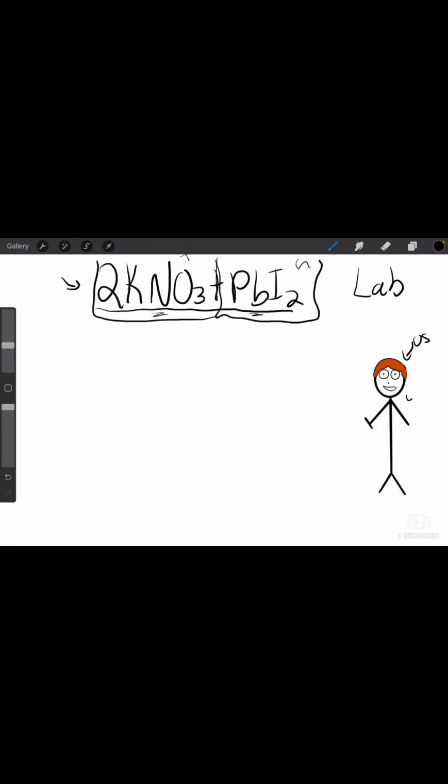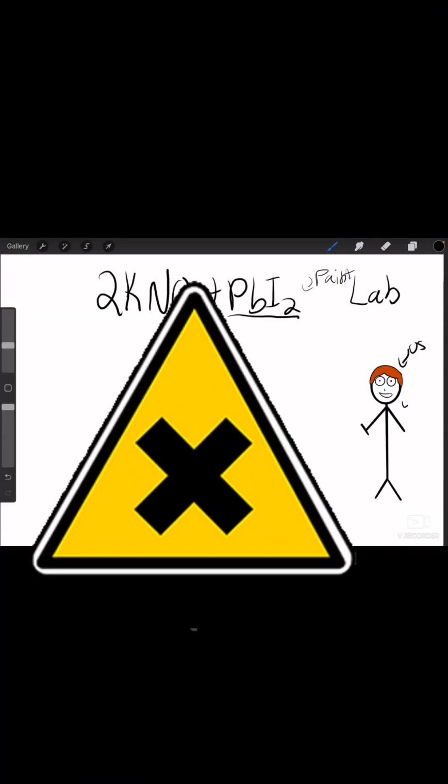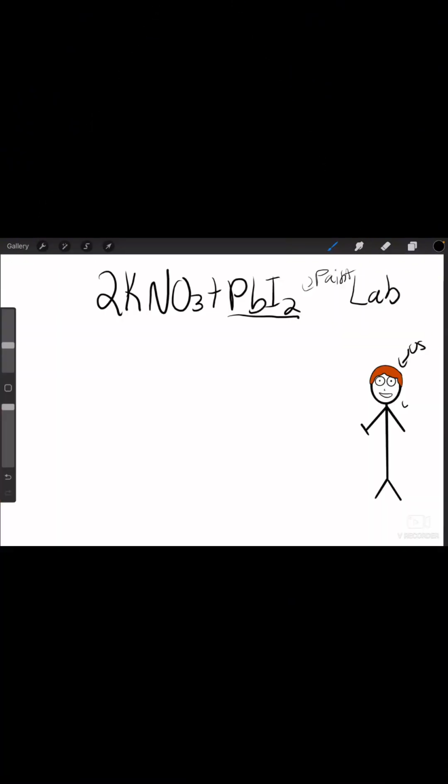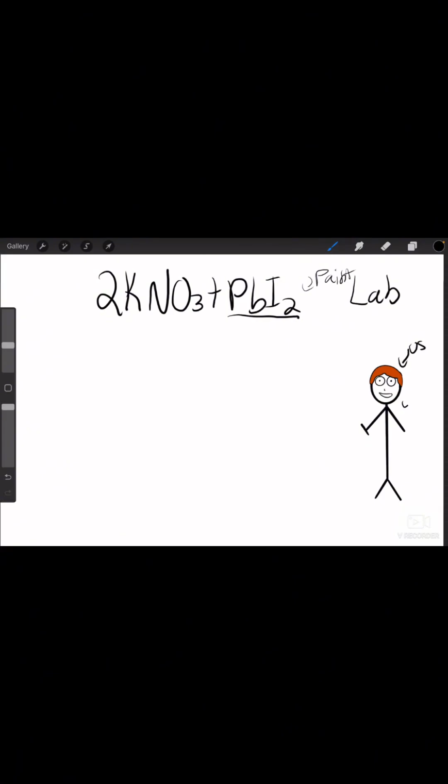So, first we're going to go over this guy. This is actually going to create this paint. And this paint was the paint that the leprechaun was using on the tree. However, lead iodide is toxic, which is why lead-based paint was discontinued. Lead poisoning can be very dangerous, especially for children who may have ingested the paint.